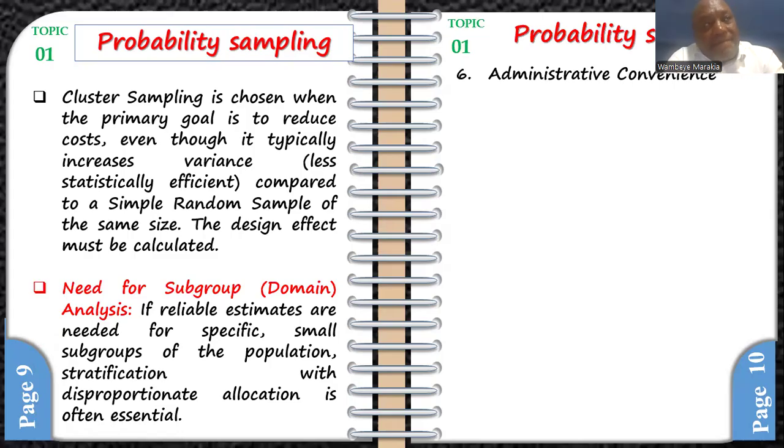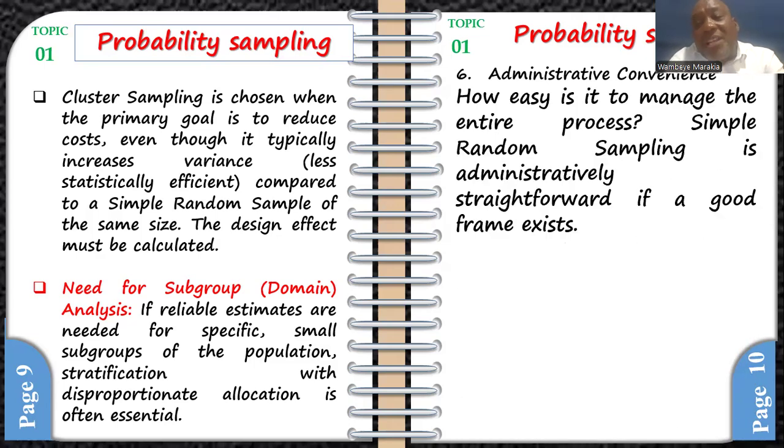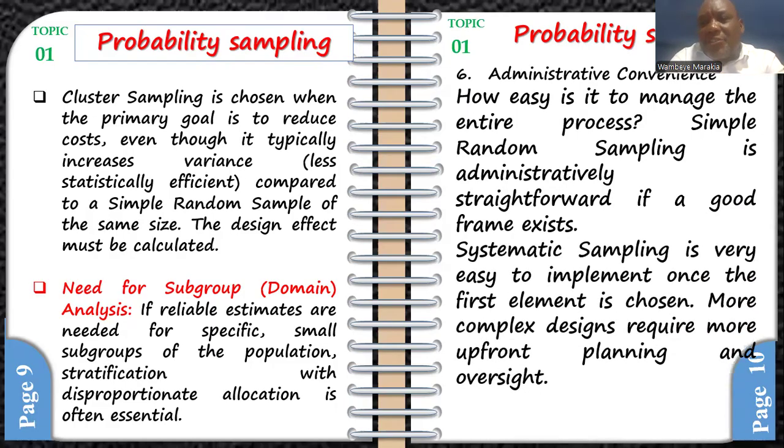Number 6 factor, and I think this is the last one, administrative convenience. How easy is it to manage the entire process? Simple random is administratively straightforward if a good frame exists. Systematic sampling is very easy to implement once the first element is chosen. More complex designs require more upfront planning and oversight.